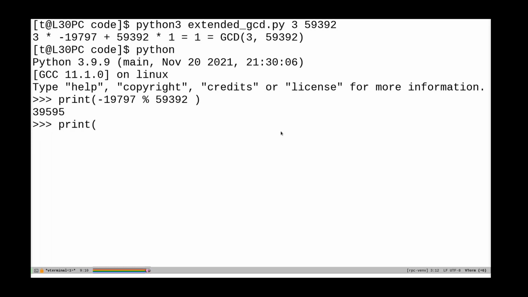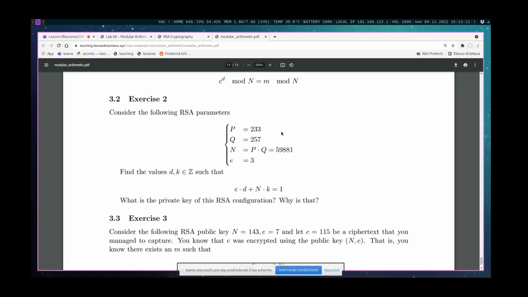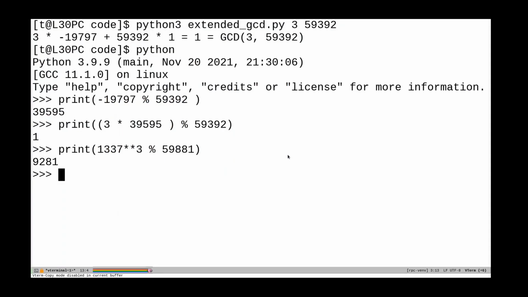And indeed, let's test it. If I do 3 times this, and I reduce everything modulus the phi, I should get 1. If I get 1, it means that with this, I can decrypt messages. If I do a message to the exponent 3 and I reduce modulo n, in this configuration I get back something. If I take this something and I elevate it to the private key and I reduce modulo n, I should get 1337. So these are invertible processes.